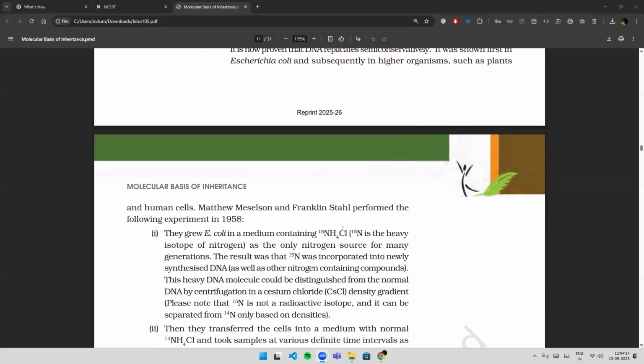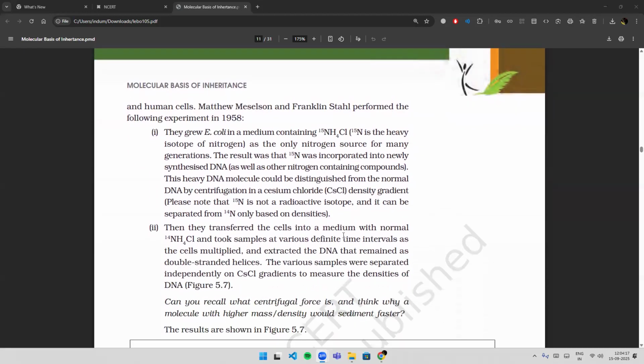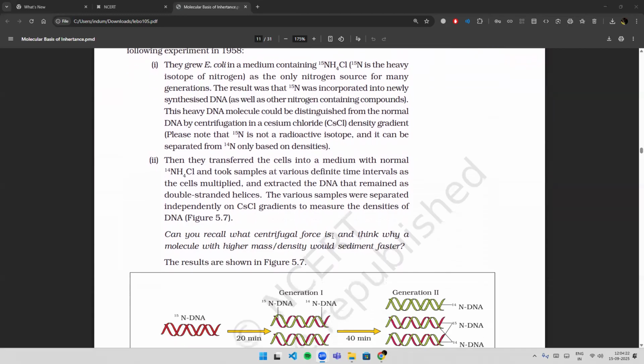Matthew Meselson and Franklin Stahl performed the following experiments in 1958. They grew E. coli in a medium containing 15NH4Cl, ammonium chloride with N15, the heavy isotope of nitrogen, as the only nitrogen source for many generations. The result was that N15 was incorporated into newly synthesized DNA as well as other nitrogen-containing compounds. This heavy DNA molecule could be distinguished from the normal DNA by centrifugation in a cesium chloride density gradient.